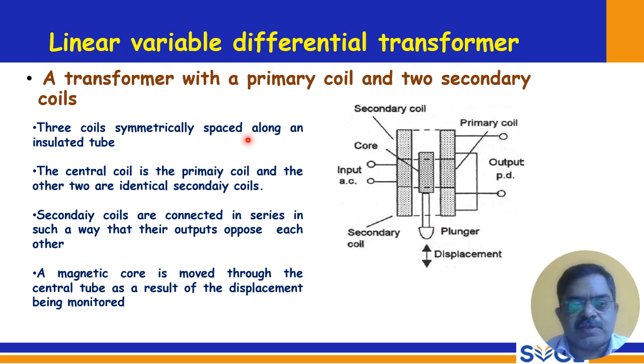Three coils are symmetrically spaced along an insulated tube. I will show you the construction also. The central coil is the primary coil and the other two are identical secondary coils. Secondary coils are connected in series in such a way that their outputs oppose each other. A magnetic core is moved through the central tube as a result of the displacement being monitored. So this is the simple construction of the LVDT.